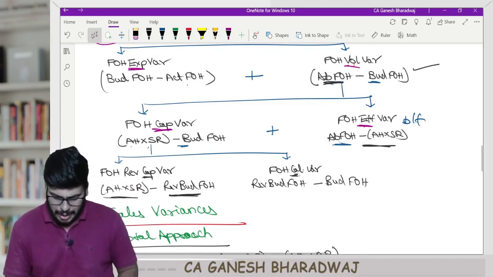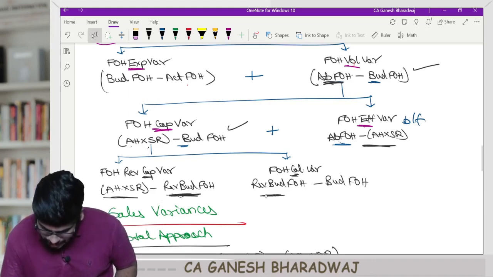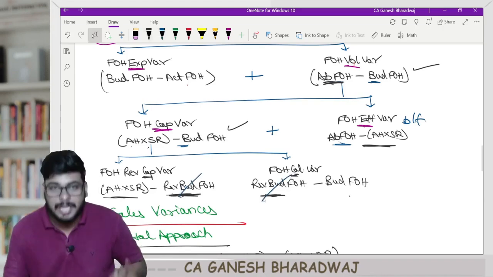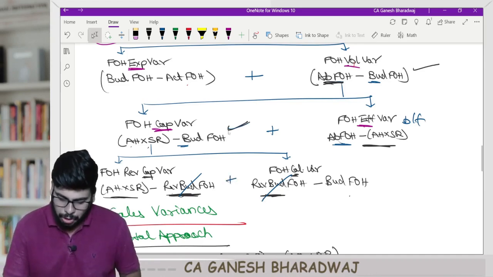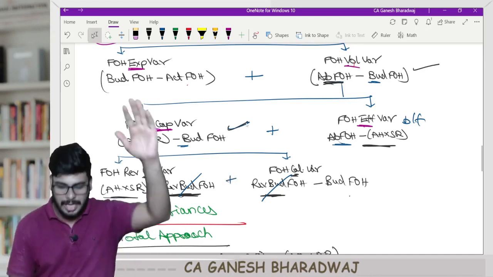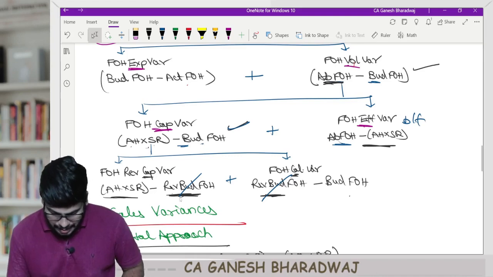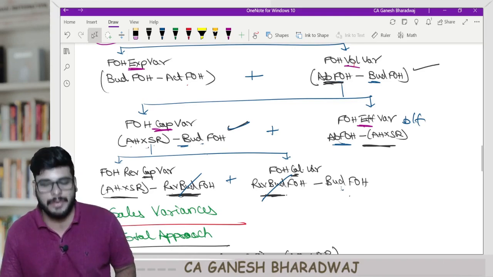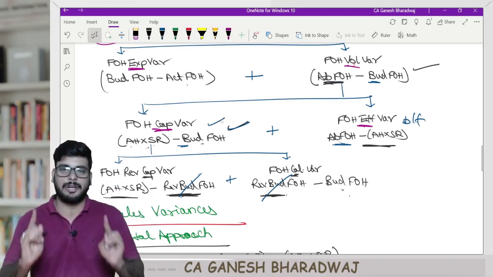So immediately, I should get the daddy figure. What will I do? I will remove this: revised budgeted fixed overheads minus budgeted fixed overheads. So basically this gets reversed here itself. If you add up the two, you will get the topmost figure. Are you clear with this? So here it's AH into SR minus budgeted fixed overheads. So your revised capacity variance, what is it going to be? AH into SR minus revised budgeted fixed overheads. Immediately I will say revised budgeted fixed overheads minus budgeted fixed overheads. These two figures get cancelled here. Ultimately, if you add up the two, you will get the top figure. Are you clear with this?